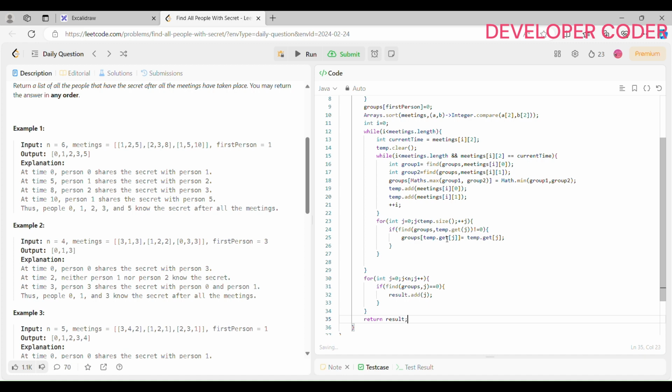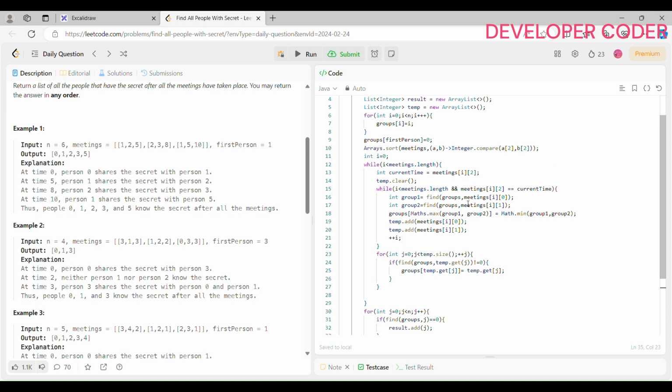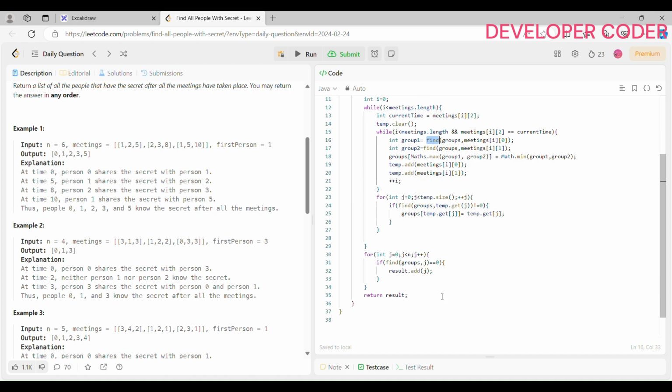And now we have completed our code, but just one thing is pending. What is this find doing? So I'm going to write about it. Okay, so here this is the result. Now let's write here. private int find, in this I am passing one array of groups, and I am passing one index. So here I am going to just search for which person is in which group. That's it, nothing else. While index is not equal to my groups of index.